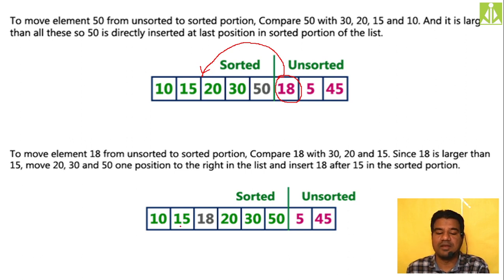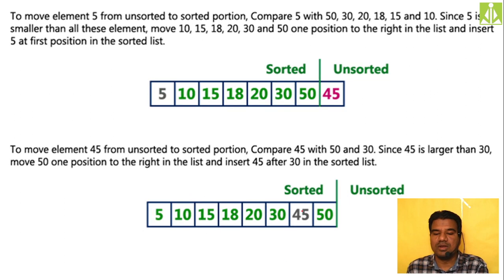Then we'll have 10, 15, 18, 20, 30, 50. Then 5. Where does it have to come? It has to come at the front of the sorted sublist, here. Then only one element, 45, will be left inside the unsorted sublist. Select that 45 as well and do the insertion accordingly. It has to come over here like this.